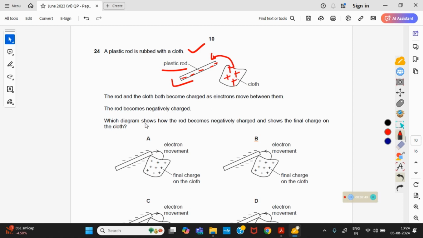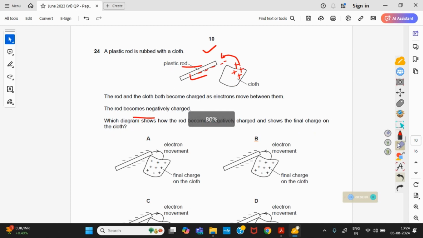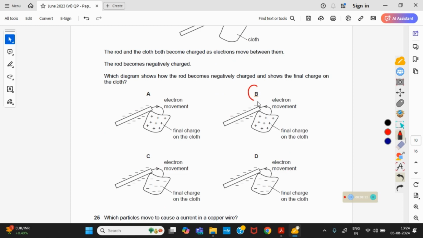Okay. So which diagram shows how the rod becomes negatively charged and shows the final charge on the cloth? It's a very obvious answer. I explained how the rod becomes negatively charged. So in option B, you can see that some of the electrons move from cloth to rod and get deposited over the rod. Rod becomes negatively charged. Excess of electrons means negative charge and deficiency of electrons means positive charge. So option B is right.